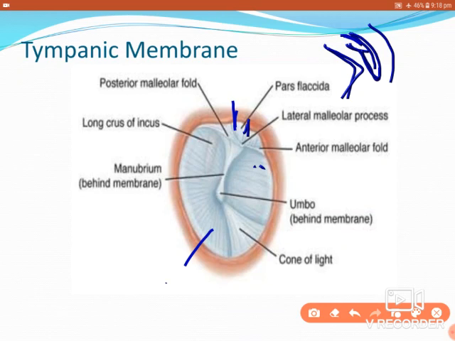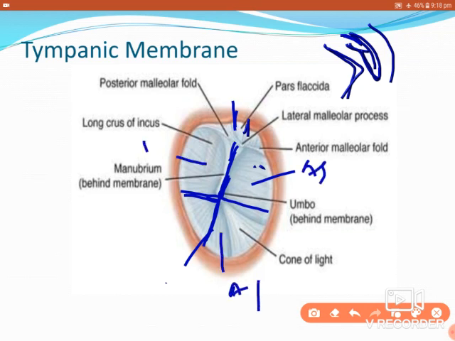Here there is an imaginary vertical line through the tympanic membrane along the handle of the malleus, and another line at right angles to it through the umbo, which divides the tympanic membrane into four quadrants. This is the antero-superior quadrant, this one is the antero-inferior quadrant, this is the postero-superior, and this one is the postero-inferior quadrant.